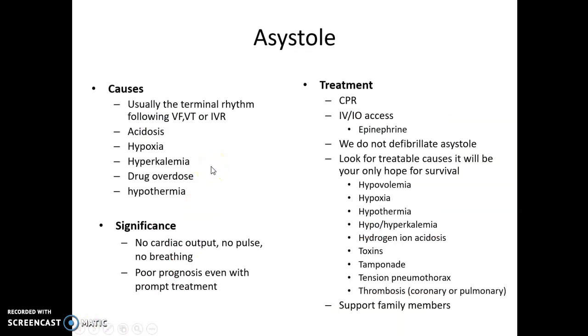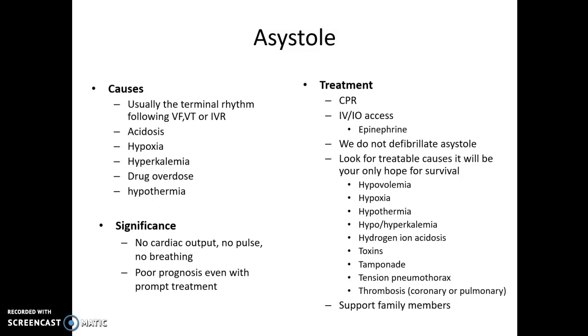What causes asystole? It's usually a terminal rhythm following ventricular fibrillation, ventricular tachycardia, or idioventricular rhythm. It may be caused by acidosis, hypoxia, hyperkalemia, drug overdoses, or prolonged hypothermia. But our cardiac output, there's nothing there. There's no pulse, there's no breathing.